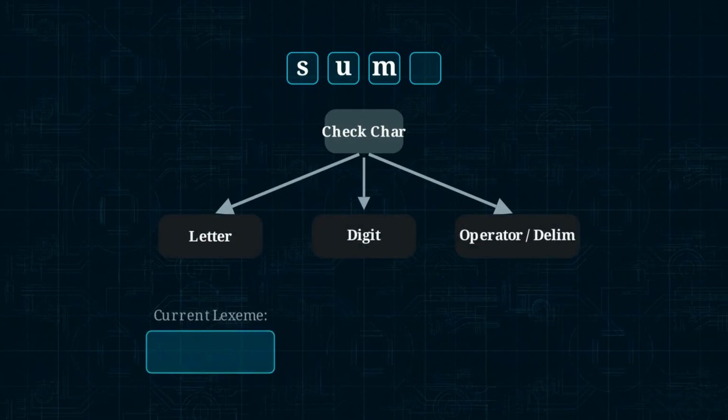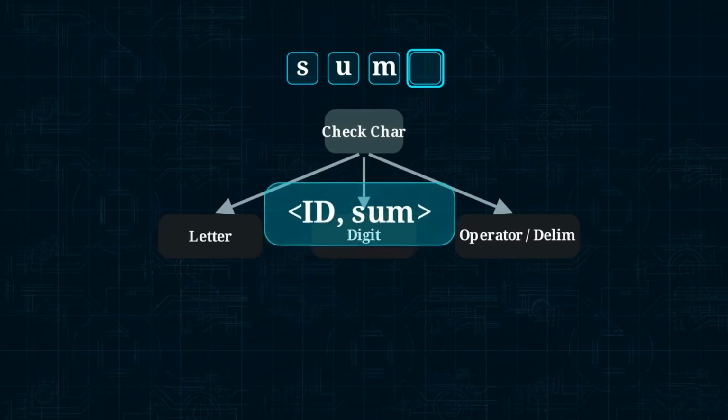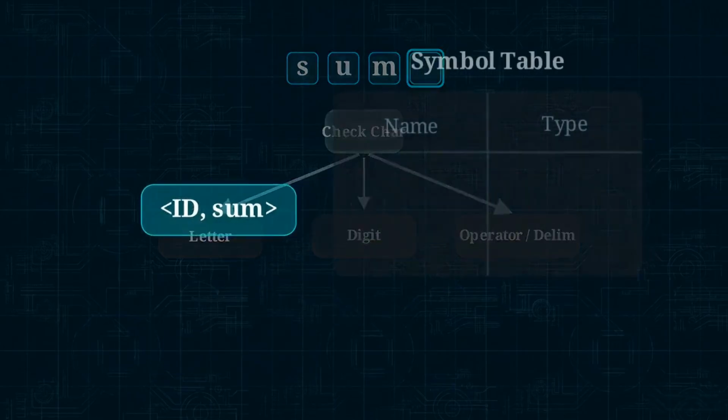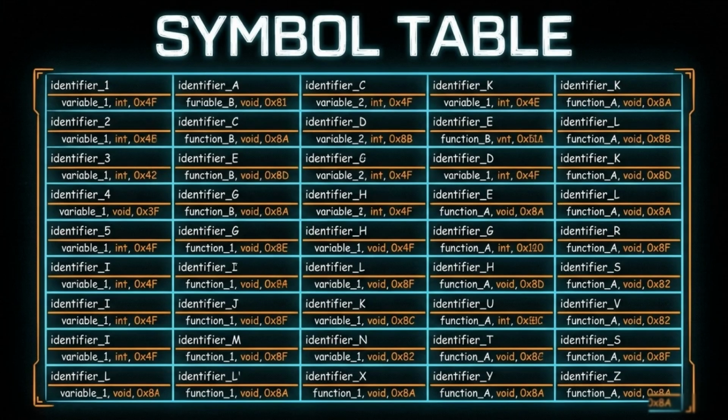For every input, it executes a logical check to determine if the character is a letter, a digit, or an operator. When the scanner reads the S, U, and M in sum, it moves down the letter branch. Once it hits a space, the delimiter tells the system the word is complete, and it generates the identifier token. If the identifier is new, it is logged in the symbol table. This provides a permanent reference point that the compiler will use in later phases to track variable names.